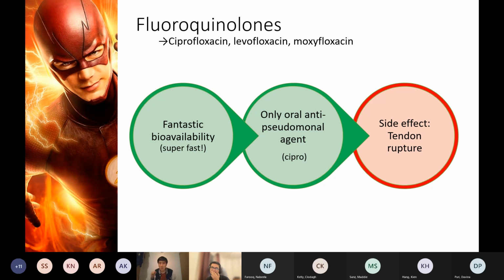They are super fast, so they've got fantastic bioavailability, to the extent that you can give them orally or IV and they have the same bioavailability. It's the only oral anti-pseudomonal agent. So ciprofloxacin is the one that we use for pseudomonas if we can only give it orally. But one of the side effects, thinking about running: if you run fast, you can rupture your Achilles tendon. So it's a very weird, random side effect that they love testing.